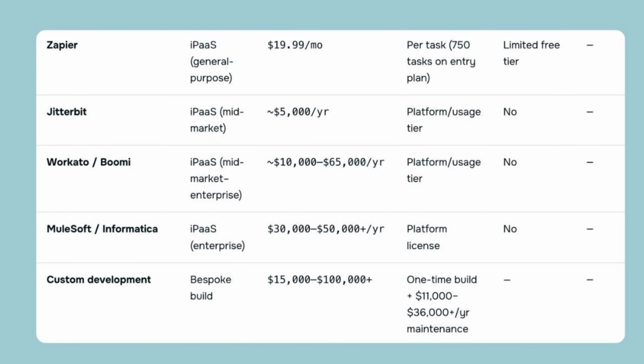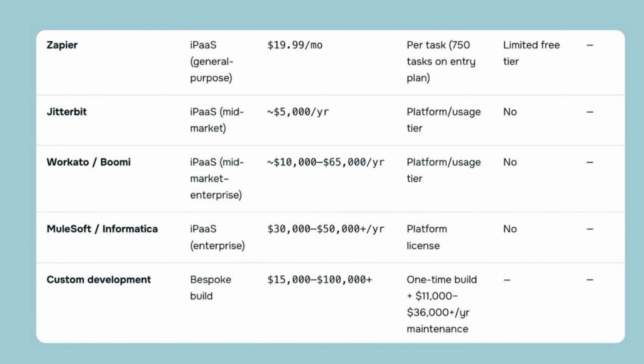If we're talking about middleware, Zapier is the cheapest way, but it bills per task, and that can add up fast if you're syncing a lot of records. Stepping up to Jitterbit, you're looking at around 5,000 a year, no free tier. Workato and Boomi push that further, anywhere from 10,000 to 65,000 a year depending on usage. And if you want a true enterprise-grade middleware, MuleSoft starts from 30 to 50,000 plus a year.